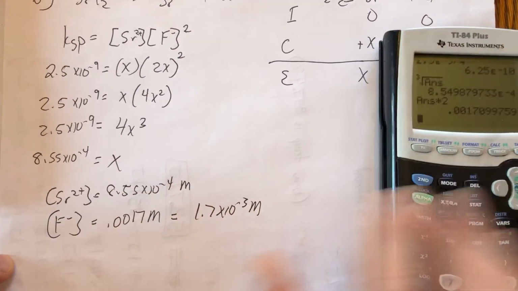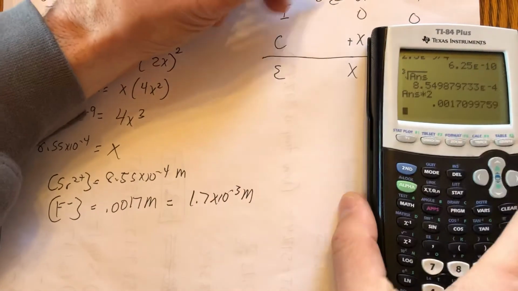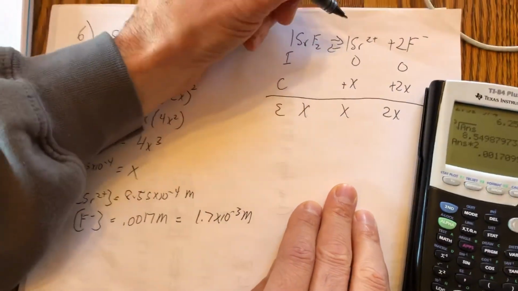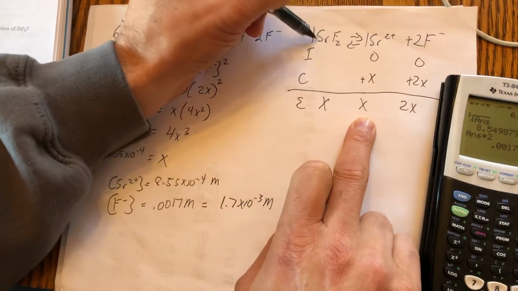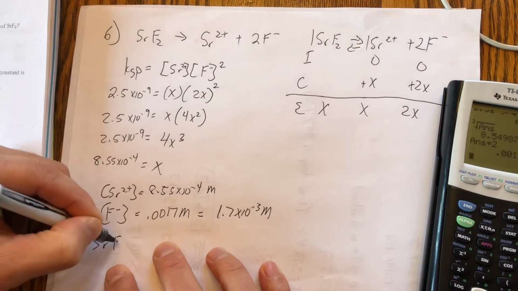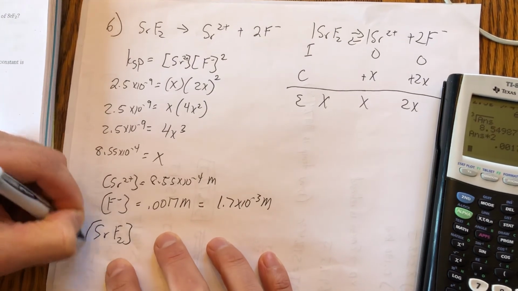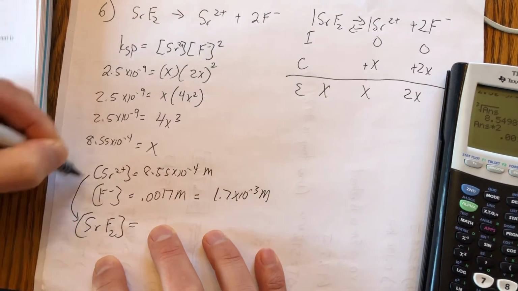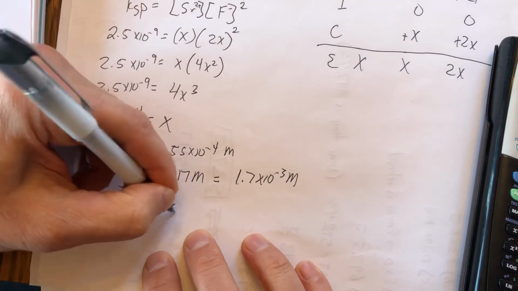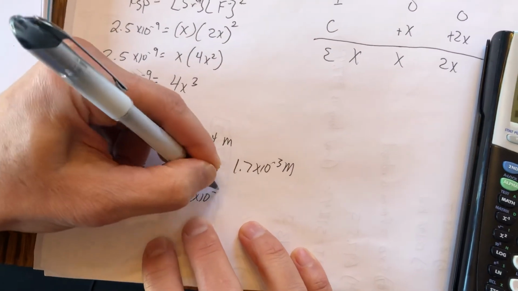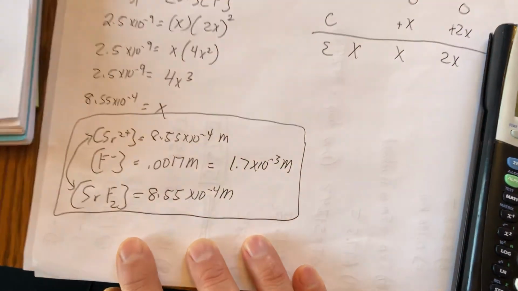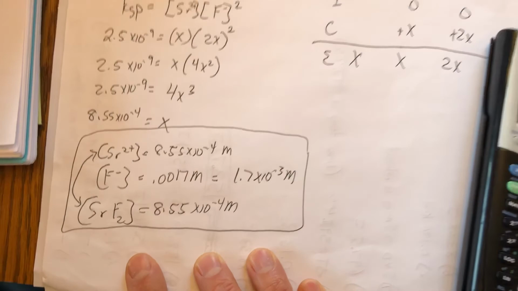Okay, it also asks for strontium fluoride. Well, strontium fluoride is just x because coefficient 1, coefficient 1, coefficient 2. So these two are going to have the same answer. So the concentration of strontium fluoride will be the same as the concentration of strontium because it's a 1-to-1 ratio. So this will also be 8.55 times 10 to the negative 4 molar. So these are the answers that are asked for in number 6.